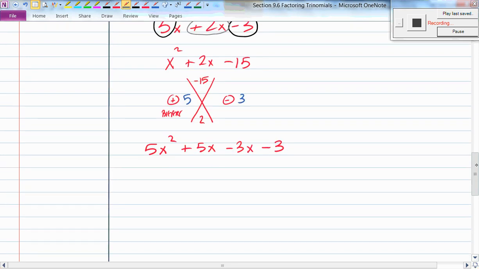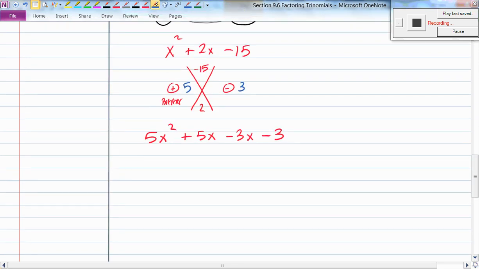Okay, now I've got 4 terms. What do I do next? I group them up. Yeah, you got it, right? Okay, take a look at your first binomial. What's the greatest common factor you can take out? So a 5x. Do you see why it's important to be really good at this? Okay, what do you have left? X plus 1. Awesome. Beautiful work.